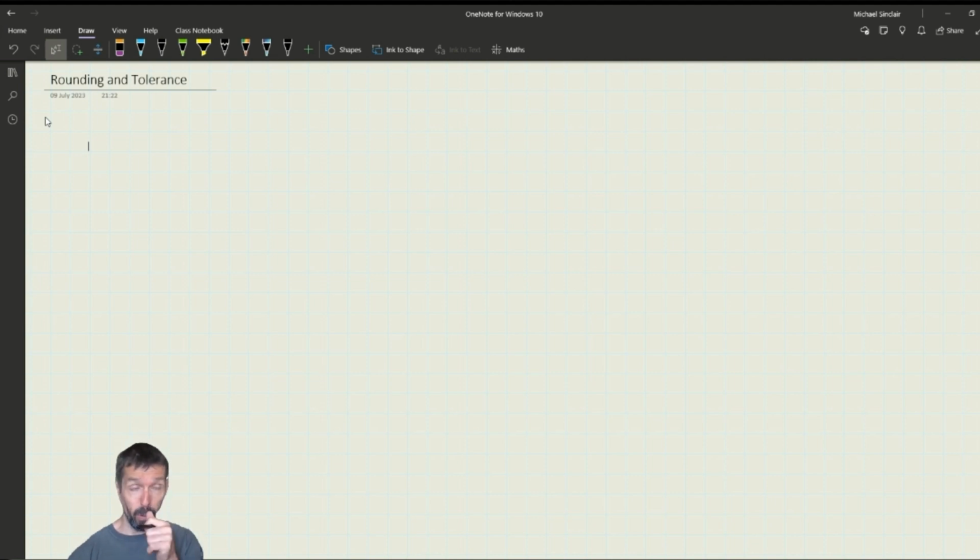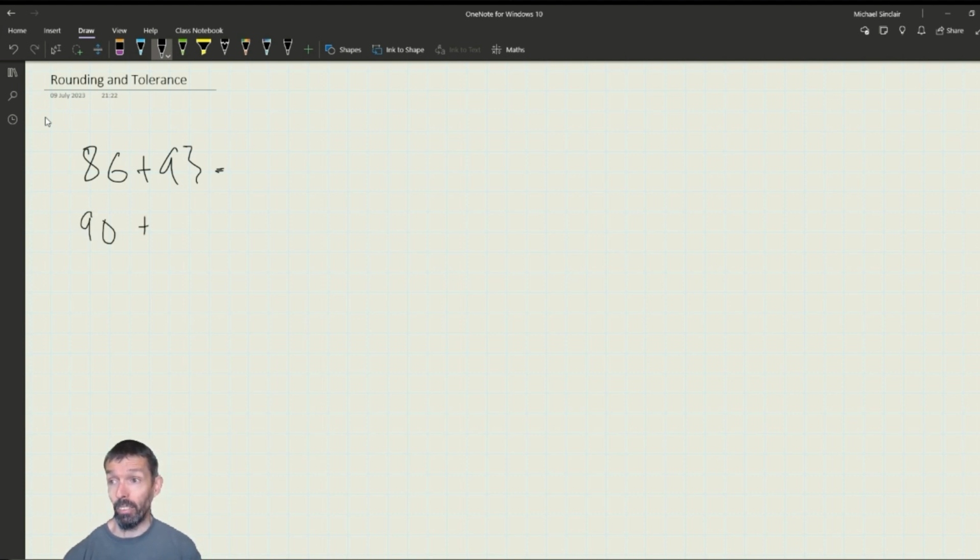So, for instance, you might get a question that says, add these two numbers together and we'll accept your answer with a tolerance of 5. Let's say, for example, I have a question: 86 plus 93. If I was going to round my values, I might round 86 to 90, and round 93 to 90 as well. I add them together, I get 180. As it happens, when I add these two numbers together, the answer is 179.